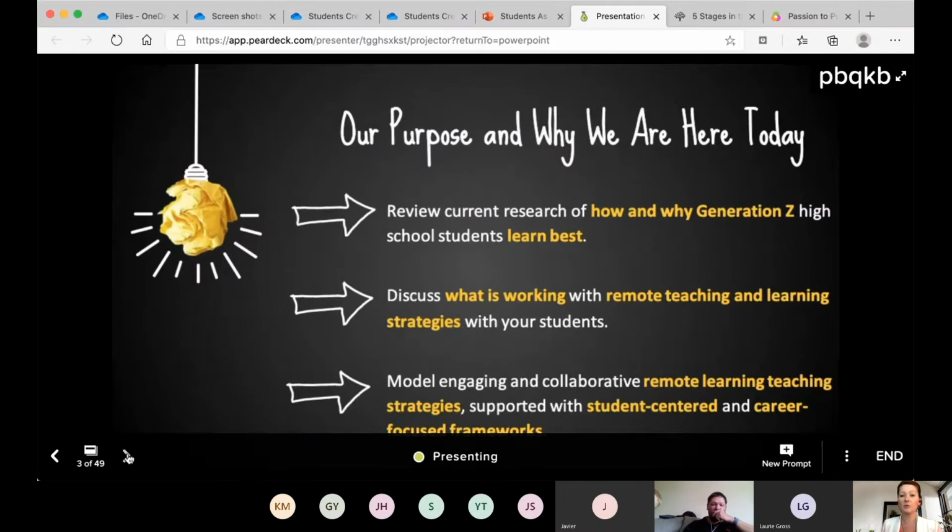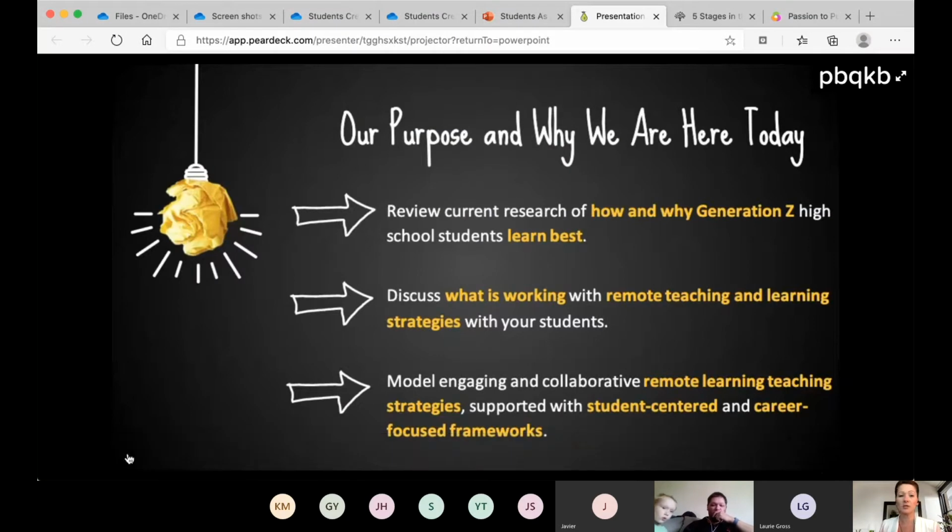I wanted to provide some background context of where we're going today and the bigger picture. We are going to be reviewing the why for Generation Z high school students and how they learn best, and some practices that I've been working on and co-facilitating with teachers nationwide. What we've learned has not worked, and moving forward, what we need to do. We also will be looking at what's working, what's not working, and some new strategies that can cover the gamut for basically K through 12. And then we're going to be looking at best practices for remote teaching and learning, but with more student-centered and career-focused frameworks.